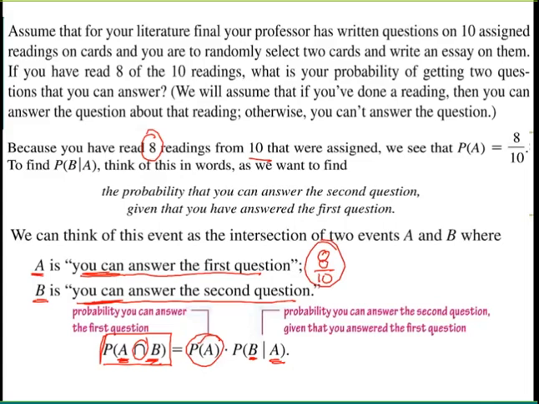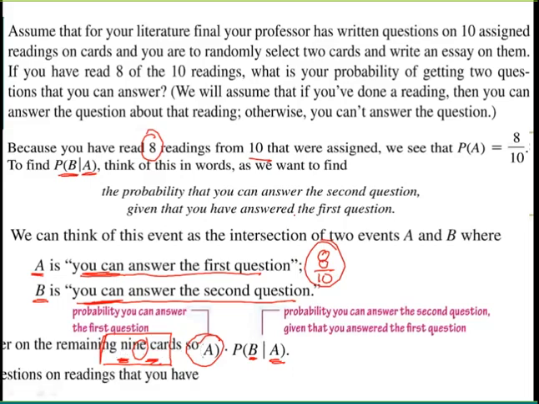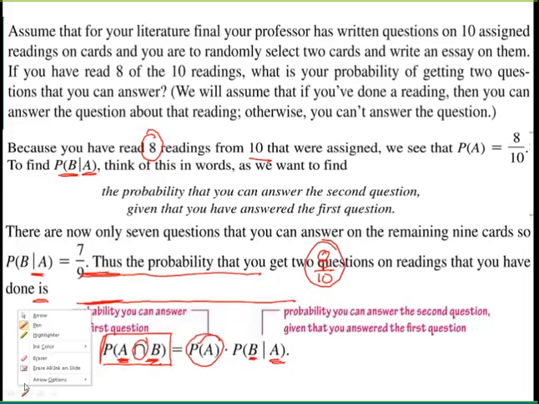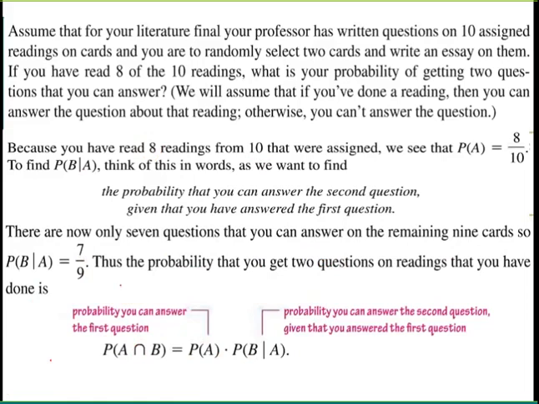To find probability of B given A, we have to think about it in words. The probability that you can answer the second question given that you have answered the first question. Okay, that's really what we're looking for. And to do that, the chances of that happening are based on what just happened. So in other words, I have the 8 out of 10, so we're saying, all right, this happened. Given that worked, I got that one. Okay, so now what's the chances of me answering the next question?